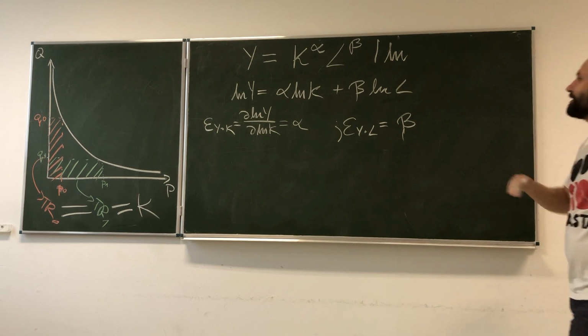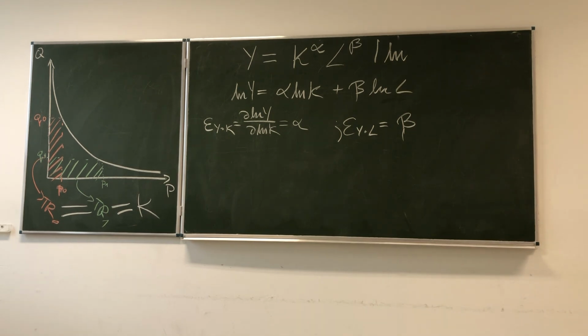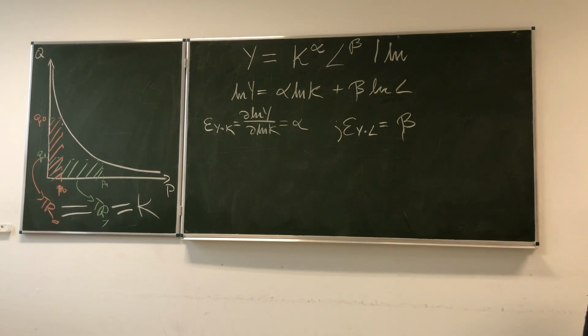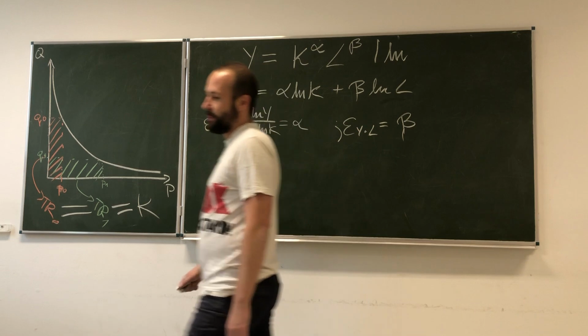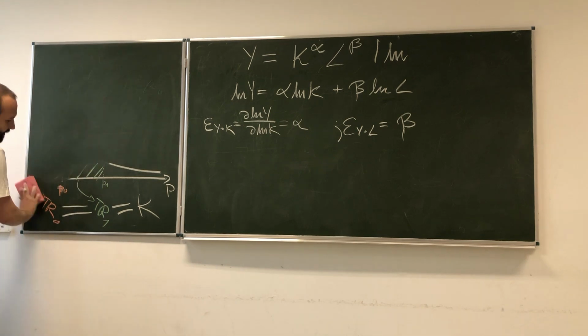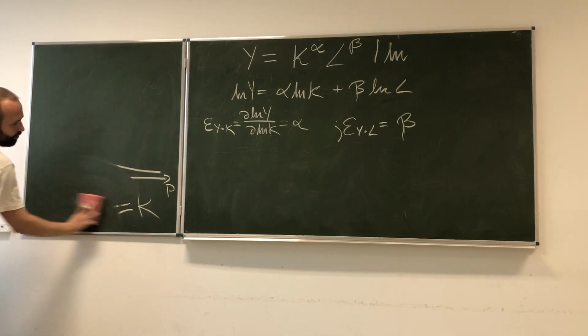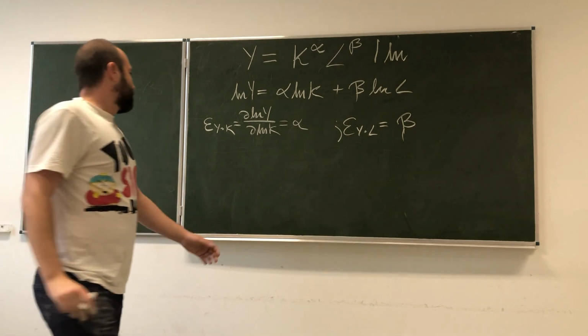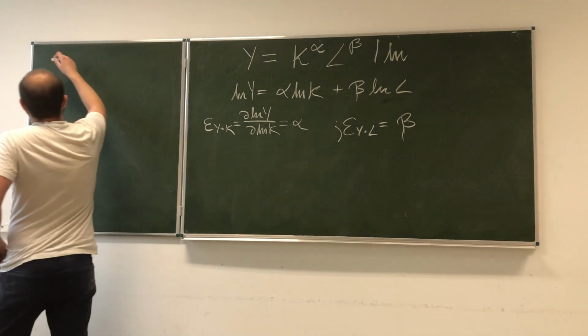If we increase labor by 1% while keeping capital constant, level of income increases by beta percent. Okay. I don't think that was very complicated, so let's just do one more model. This model is called gravity model of trade.